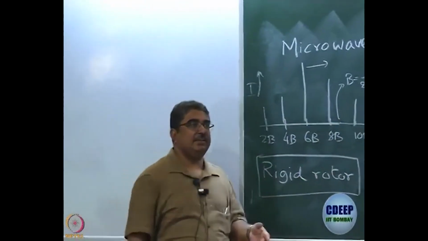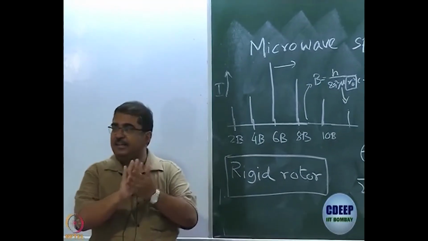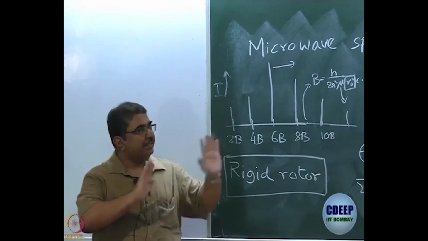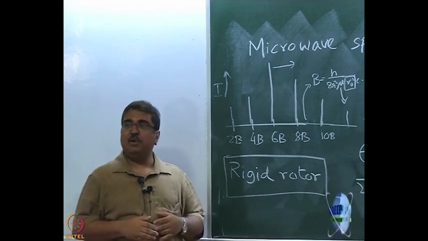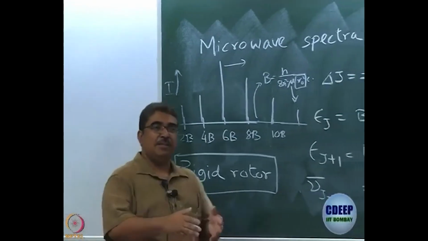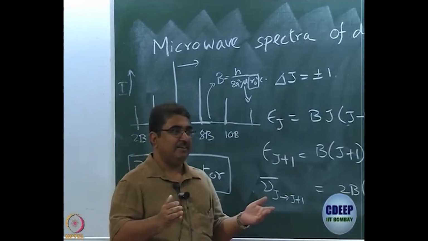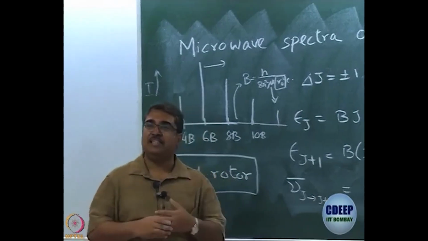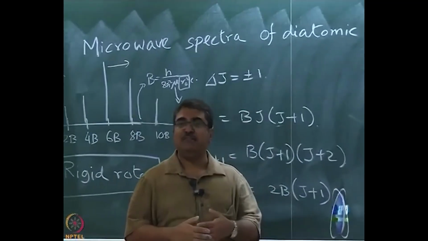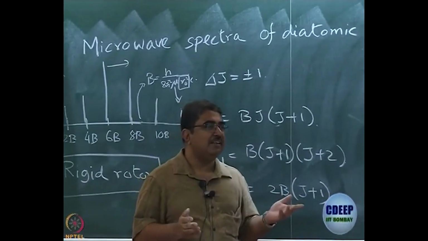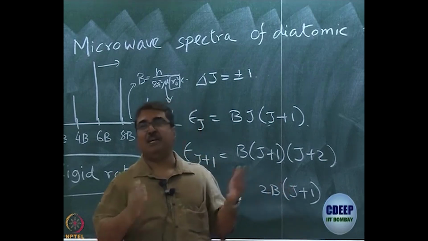Before we discuss the non-rigid rotor, which is where we will end today's class, let us just think for a while, with this background, what can these spectra be used for? What can be possible applications of microwave spectroscopy? One thing I have already said, you can determine bond length. What else? Well, one application is something that is now absolutely commonplace. I am sure everybody has used, if not at home, then definitely in the hostel, a microwave oven, right? How does a microwave oven work?